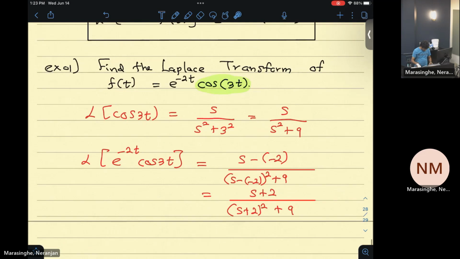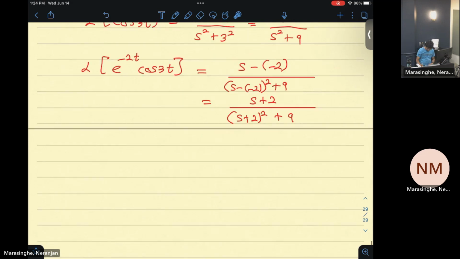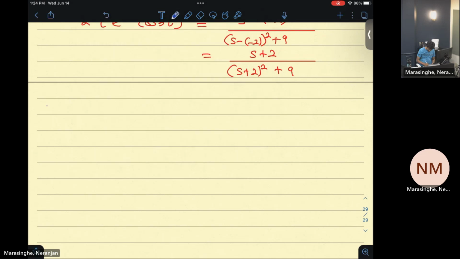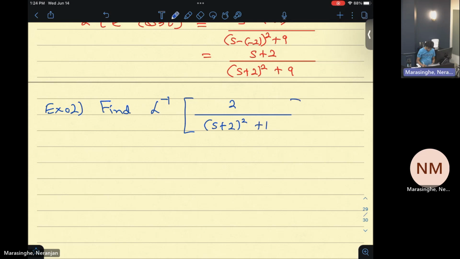Continue again. My next example. Find the inverse Laplace transform of 2 divided by s plus 2 square plus 1.